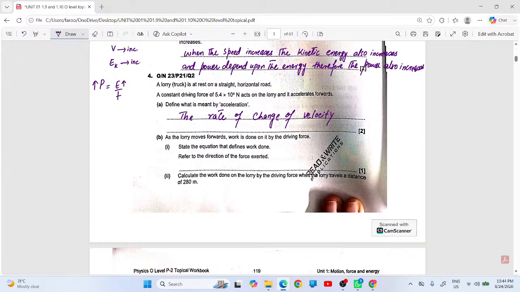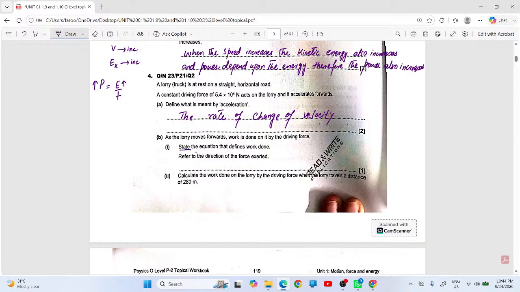The answer key says change or increase of velocity with time, change or increase of velocity per unit time, or rate of change of velocity. Okay. Next: as the lorry moves forwards, work is done on it by the driving force. State the equation that defines work done. Refer to the direction of the force exerted. W is equal to F times d.